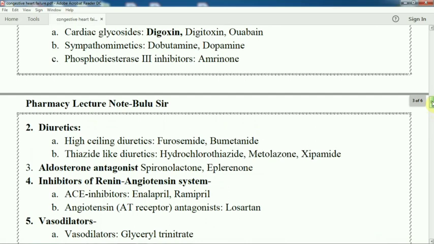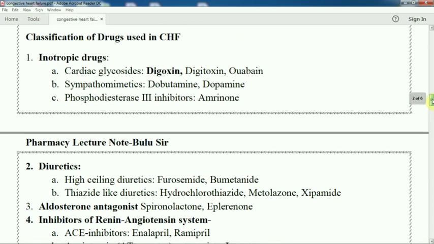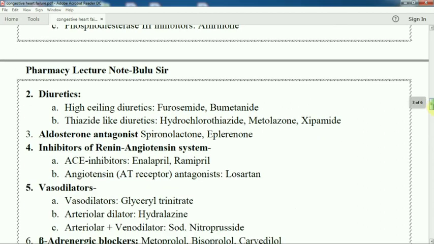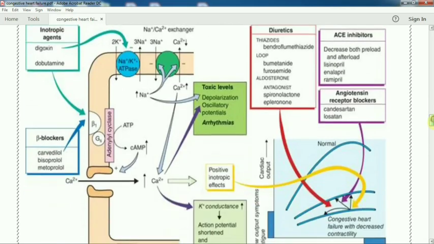Diuretics we will discuss in detail in the diuretic chapter, how high-ceiling diuretics or thiazide diuretics help in congestive heart failure, and the drugs used in the urinary system to increase flow of urine. The angiotensin converting enzyme inhibitors and aldosterone antagonists we will discuss in the antihypertensive drugs. So in congestive heart failure mainly we will discuss digoxin. Only digoxin. See the mechanism of action.